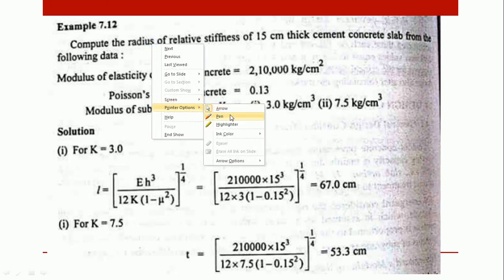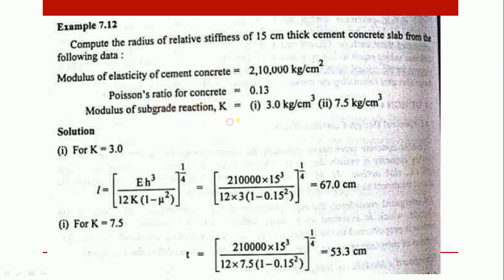This is a simple problem. For 4 to 5 marks they may ask you to compute the radius of relative stiffness. The best thing is you need to make a list of formulas related to the stresses. In that we have the radius of relative stiffness formula, and then for corner, edge and interior we have different formulas. So make the list of formulas, then it is easy. So what is the first problem? You need to find the radius of relative stiffness.